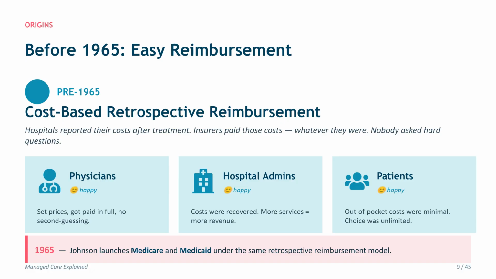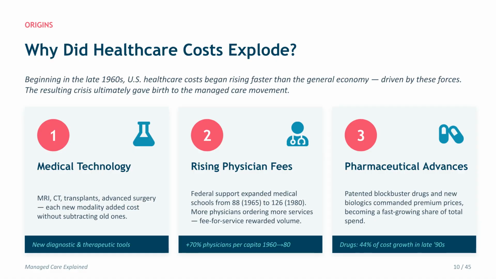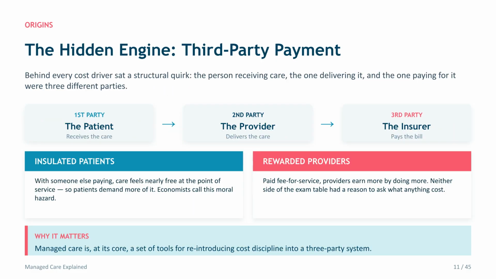Before 1965, the healthcare system relied on cost-based retrospective reimbursement, where insurers paid whatever costs hospitals reported for services rendered. Starting in the late 1960s, healthcare costs rose rapidly due to factors like advancing medical technology, increased physician fees, and new pharmaceutical developments. A structural quirk in the system was third-party payment, where the patient, provider, and payer were three distinct parties, leading to increased costs and moral hazard.